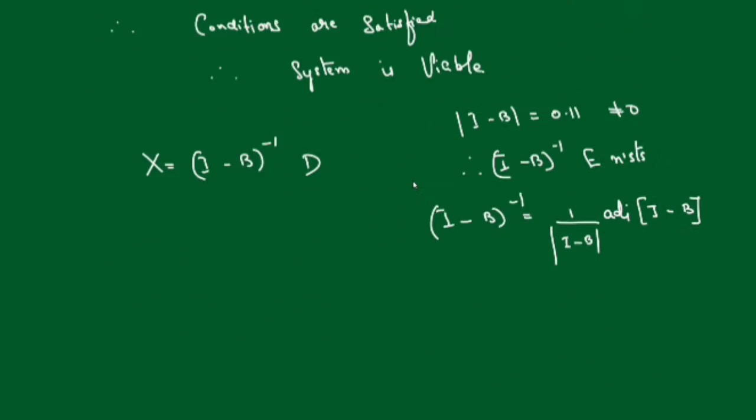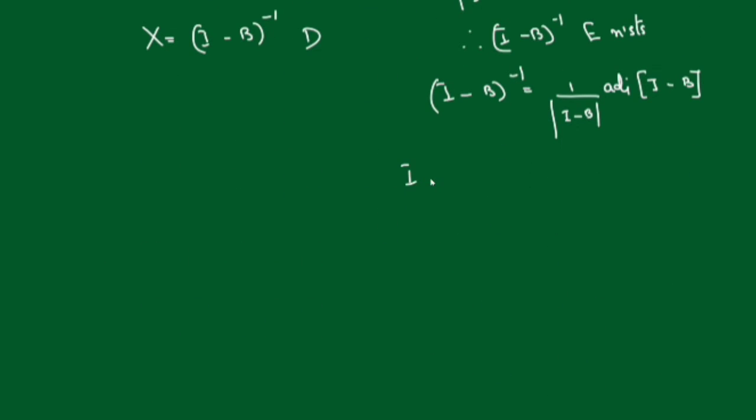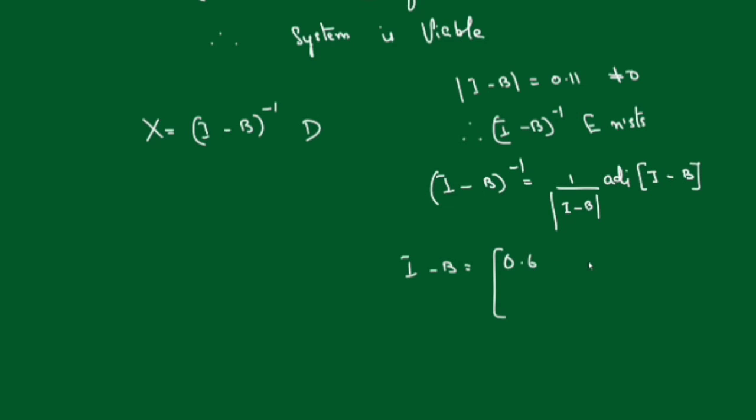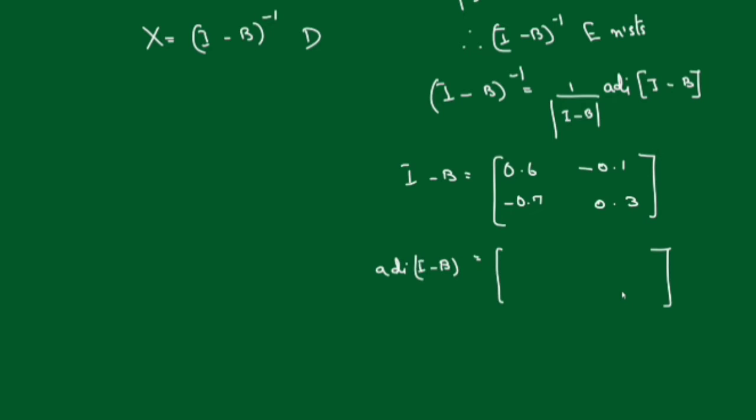See, you know how to find the adjoint matrix. The matrix I minus B is 0.6, minus 0.1, minus 0.7, 0.3. What is the adjoint of this matrix? You have to interchange the diagonal elements, so 0.3 and 0.6 swap places. Then change the sign of the others: 0.1, 0.7. That's all. We found the adjoint.